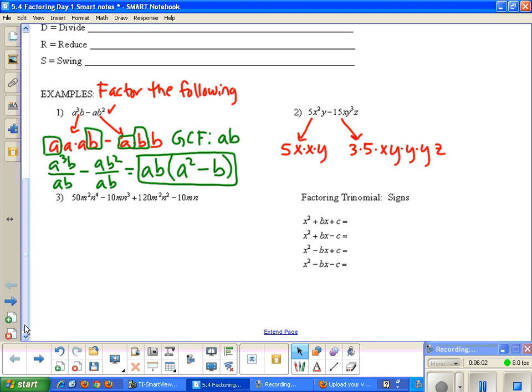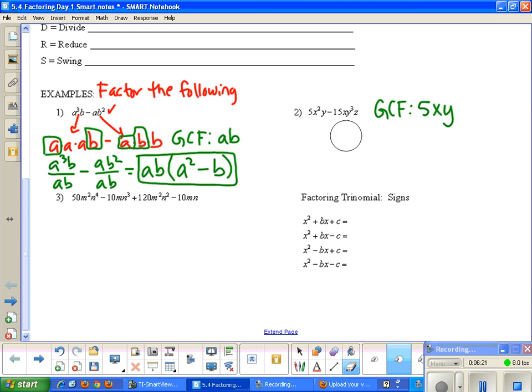So I noticed that 5 is common in both. Also, we have an x in both and a y in both. So 5xy is my greatest common factor. When you get good at this, you don't really need to write all of that out. So that means that I'm going to divide each term by 5xy.